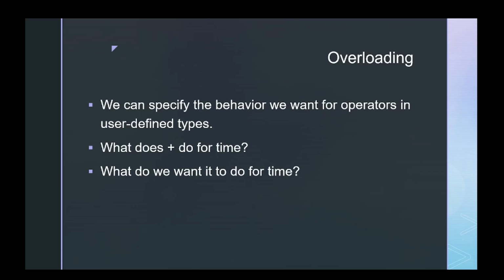Now let's keep expanding on this idea of objects and what we can do. We can specify the behavior we want for operators in user-defined types. So if we have a user-defined type as a capital T Time, what does the plus sign do? What does a minus sign do? Multiply, divide? Well, what do we want it to do for time?